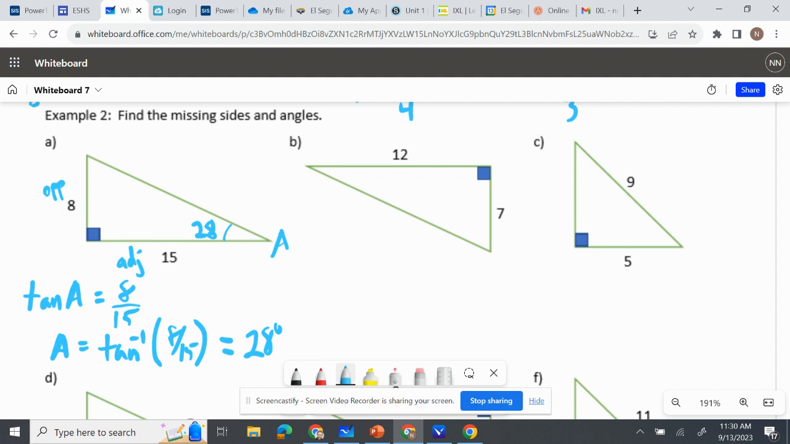Now I know that this is 90, and I know that all the angles in a triangle add up to 180. So if I take away the 90, that means there's only 90 left. 90 minus 28 gives me 62.